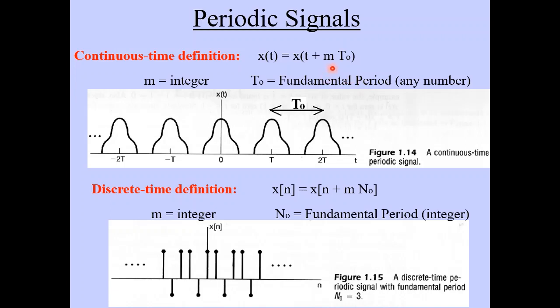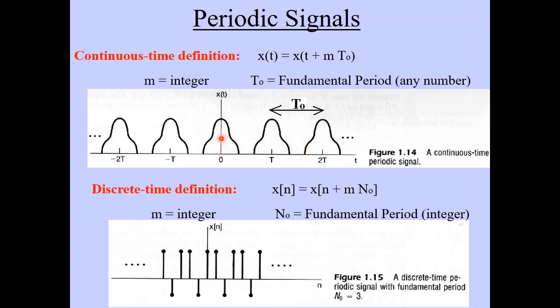And for a continuous time signal, the fundamental period can be any number. It doesn't have to be an integer. But the key thing is that m has to be an integer. So what this is saying is that the function has the same value if we go some number of periods either ahead in time or back in time. So a periodic signal basically is pretty easy to recognize. We just see the same pattern repeating itself over and over.